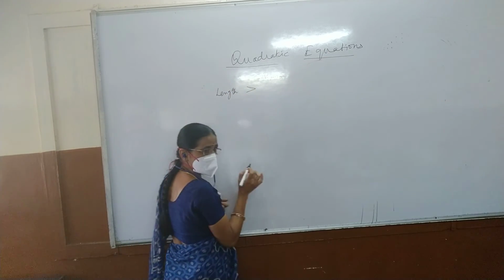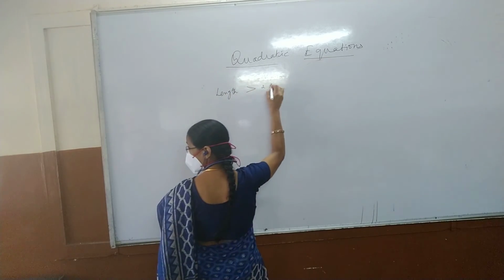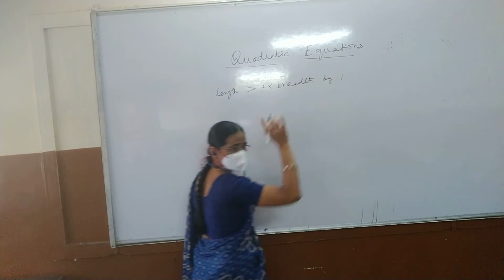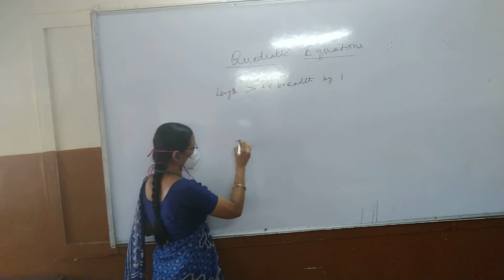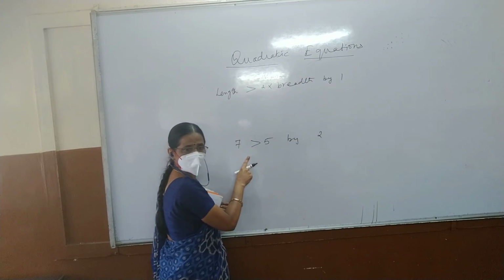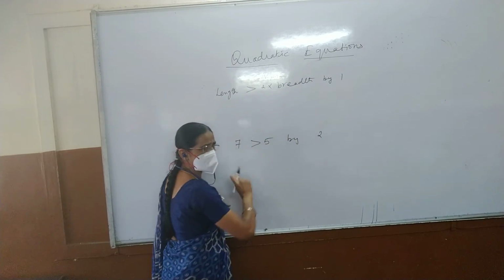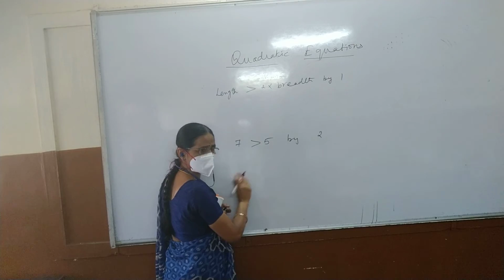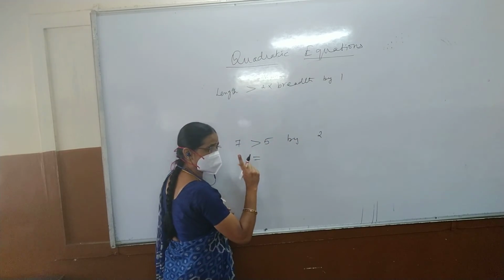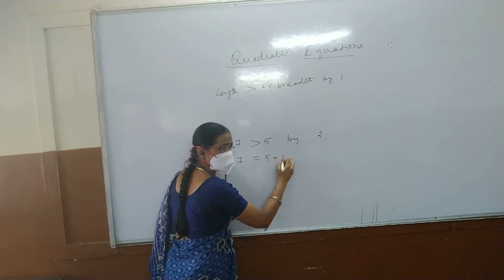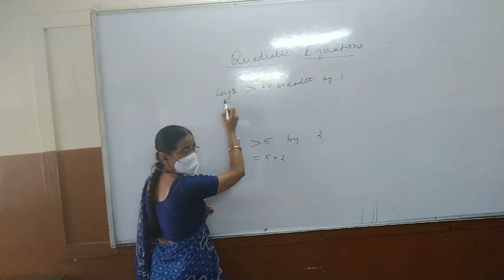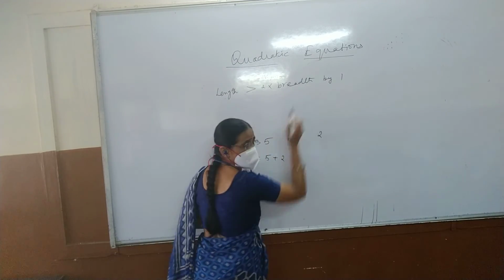Length is greater than, more than twice the breadth. By how much? By 1. Right? We know 7 is greater than 5 by 2. An example, right? Where this 2 will be added, either with 7 or with 5? To make it equal, this 2 should be added with a smaller number. So 7 is equal to what? 5 plus 2. This is greater. Yes. Look at the inequality. This is greater. Length is greater than twice the breadth by 1.